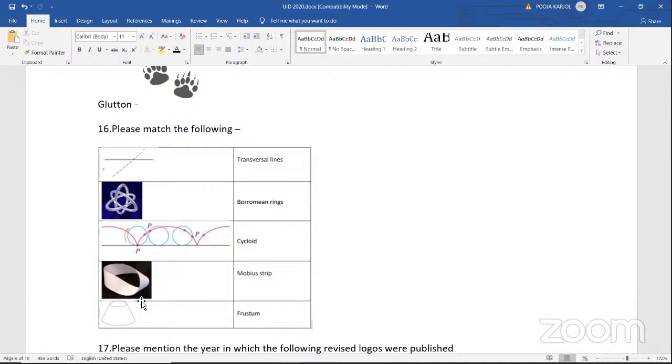Like the question which came in UC last year, not this year. UC last year? I don't remember. It's called a twisted cylinder. Mobius strip is this, okay? Cycloid. What does cycloid mean?